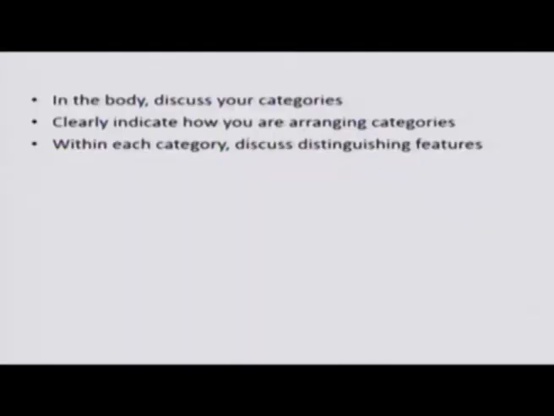So, some kind of order in which you arrange these categories, and then within each category discuss distinguishing features. If you say friends from childhood, you have to say they are your friends probably since you were in class 1 or so. The distinguishing features should be clearly explained under each of those, and you also give examples so that the classification becomes clear to your readers.